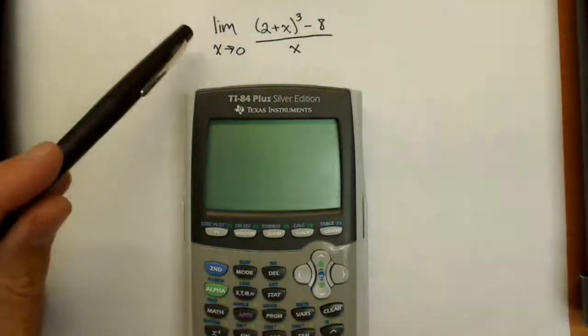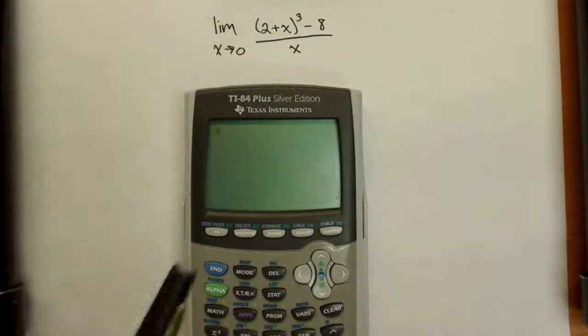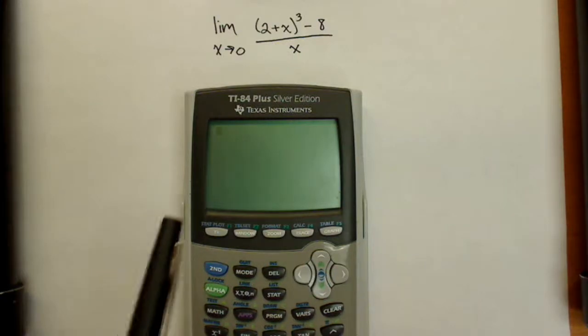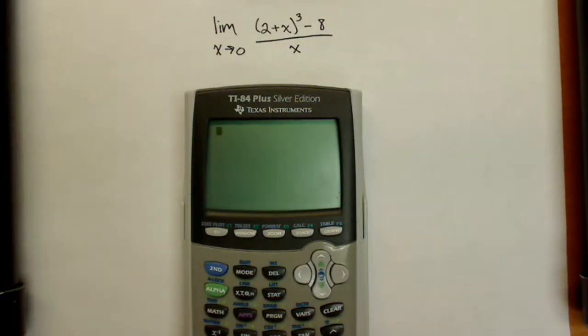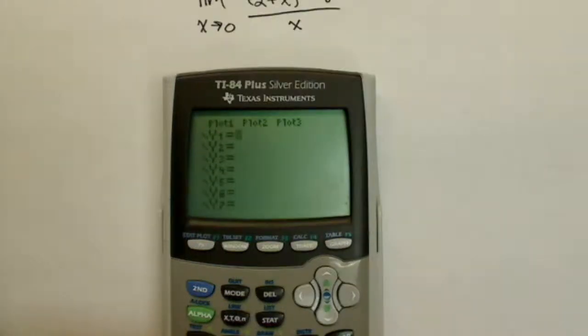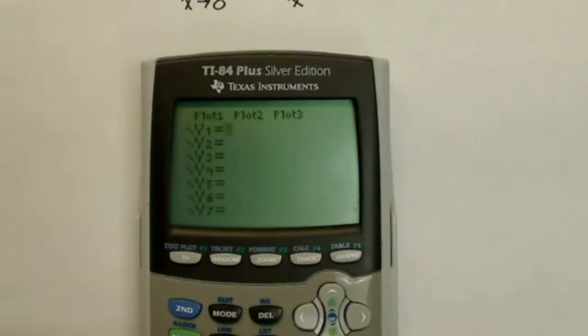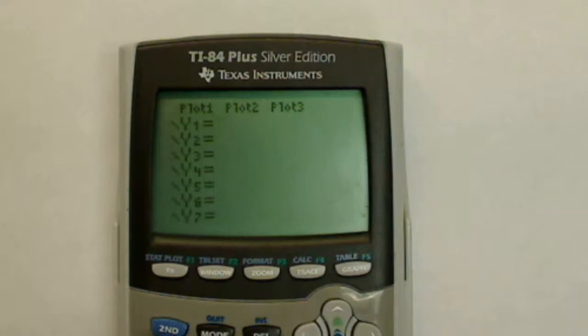So we're looking to calculate this limit numerically, algebraically, and graphically. So let's start with numerically with the graphing calculator. What I'm going to do is go to my y equals, and I'm going to put this in as a graph. Now you do need to separate your numerator and denominator with a set of parentheses. So then I've got (2 plus x) cubed minus 8 in my numerator, divided by x.